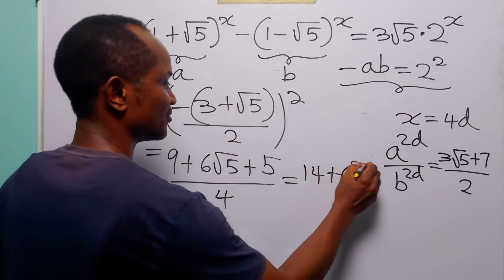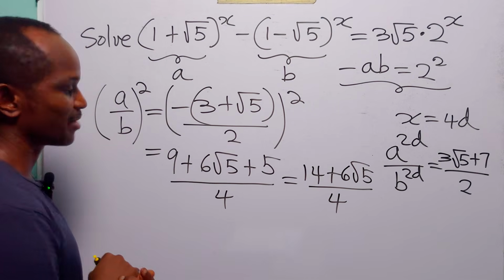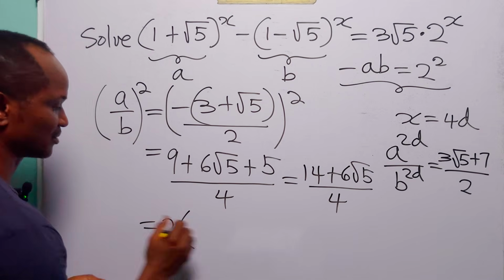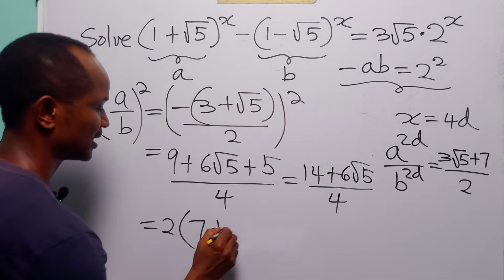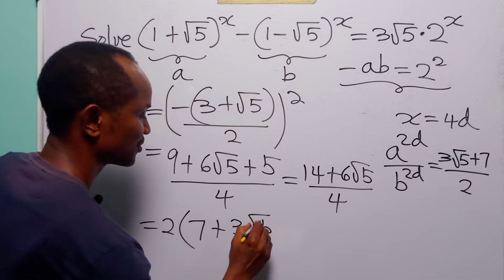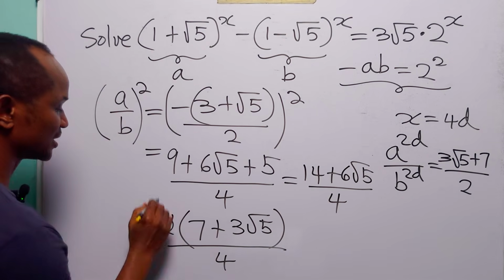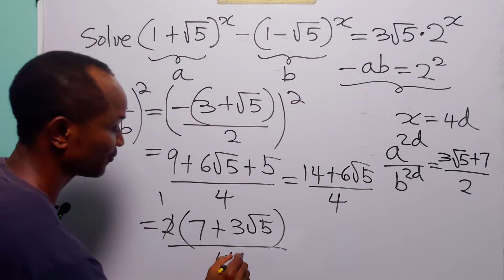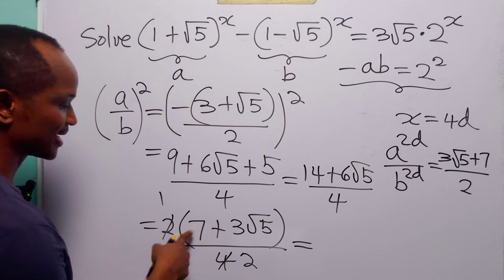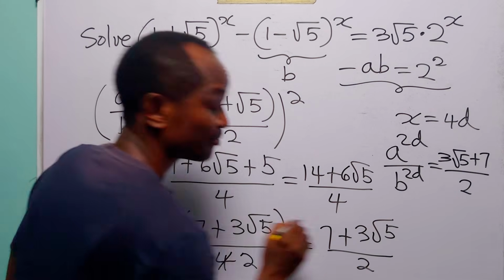Then we have 6 root 5 divided by 4. We can factorize the numerator. We have 2 into 14 divided by 2, of course, is 7. 6 root 5 divided by 2 is 3 root 5. In the denominator, we still have 4. 2 into itself is 1, and 2 into 4 is 2. So we have that a over b squared is equal to 7 plus 3 root 5 divided by 2.